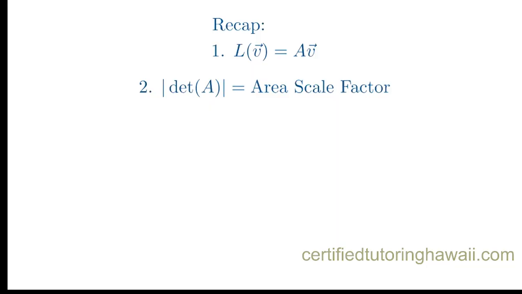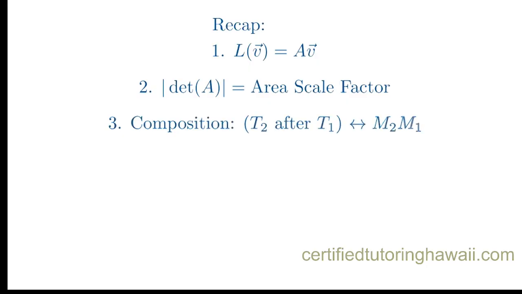Third, we saw how matrix multiplication represents the composition of transformations. For a composition T2 after T1, the matrix is M2 times M1. Remember, the order is crucial. And finally, we learned how matrix inversion allows us to find the transformation that undoes an original one. The inverse matrix A inverse is the matrix for the inverse transformation L inverse. You are now able to determine the matrix associated with a linear transformation, understand the role of the determinant, find the matrix for a rotation, compose transformations, and determine the inverse of a transformation. This is a foundational topic that you will see in many areas of mathematics and science.